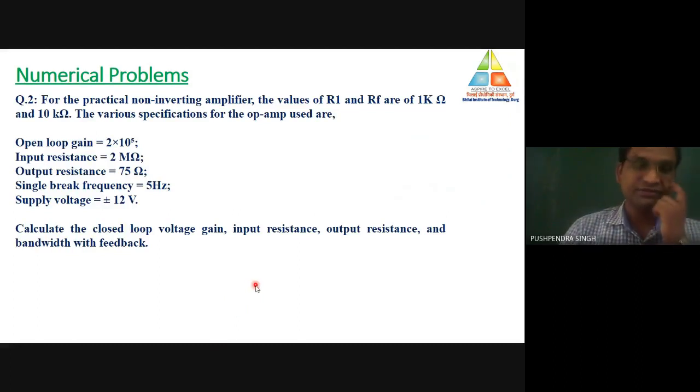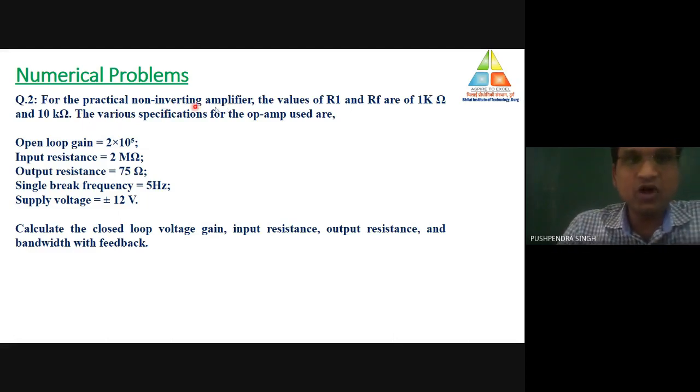Now moving to second problem. In this question, for a practical non-inverting amplifier, this problem is related to non-inverting amplifier, which is also called voltage series. So if in the question it's given like that, for the voltage series amplifier, these parameters are given and calculate the value of closed loop voltage gain, input resistance, output resistance, bandwidth with feedback. So please remember, voltage series, that means non-inverting amplifier, and voltage shunt, that means inverting amplifier.